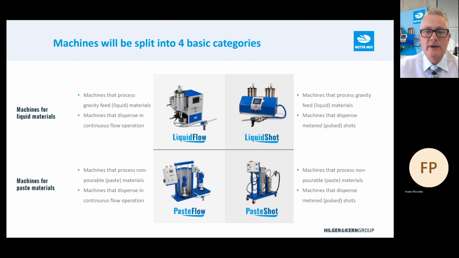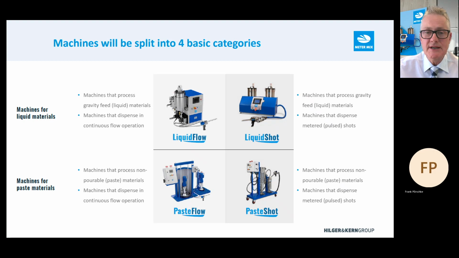So what we've done is the liquid machines, they are machines where we have gravity feed reservoirs. So you can see from the picture on the slide, we have gravity feed tanks that we pour the materials into. So if the material is a pourable material and it's a liquid, we can pour it into the tanks on the machine, and the machine is called a liquid. So the second part of the naming, the flow and the shot, is determined by the actual machine itself. So I'll go into this a little bit later.